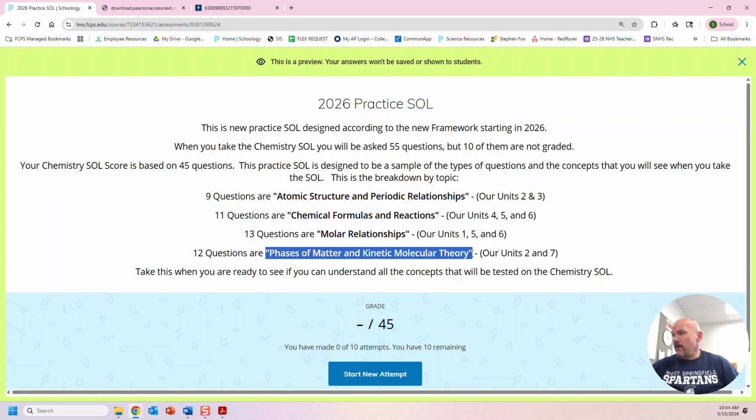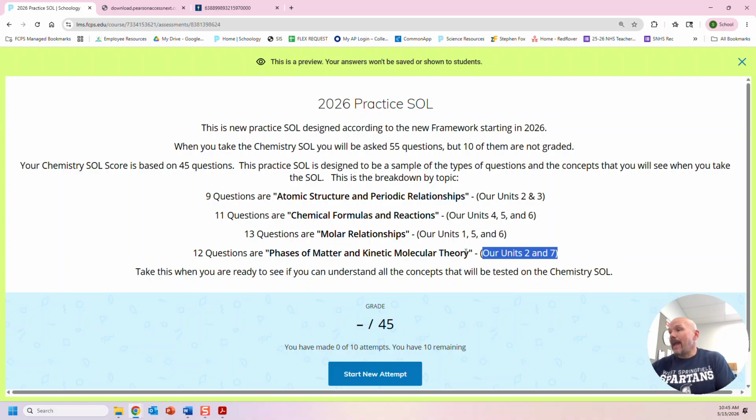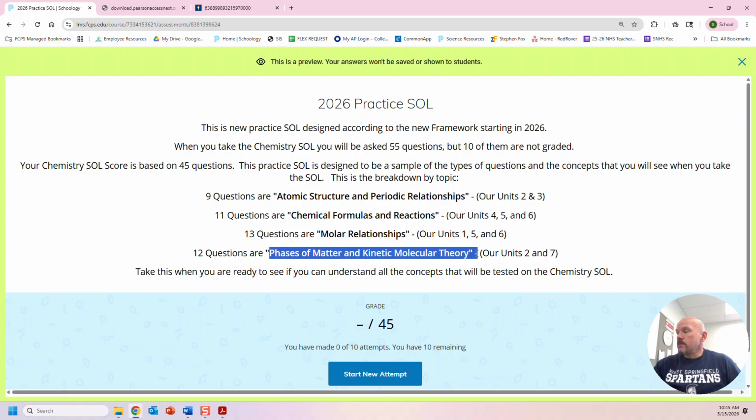But the phases of matter and KMT, we talk about the states of matter, endothermic, exothermic, phase diagrams, heating curves, and a little bit of kinetic molecular theory back in unit 2. And now we're wrapping it up in unit 7, where we're adding the gas laws to it, and heat calculations and that kind of thing. So make sure you're staying current in your chemistry class, because these concepts we're revisiting from unit 2, and we're adding to them, and we're not getting a lot of practice right before the SOL. So make sure you're doing that stuff so you know how to answer these questions on May 20th.